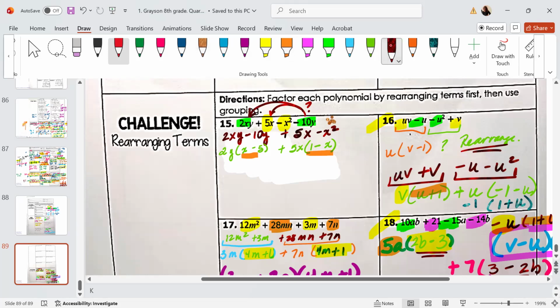So then what you're going to do is a regroup. Does that make sense? So then my next regroup is going to be 2xy. Instead of being with a negative 10y, I'm going to have the 2xy go with the minus x squared. Do you see that? Do you see how I regrouped it? Okay, and then plus 5x minus 10y. Do you see how I'm going to regroup that?